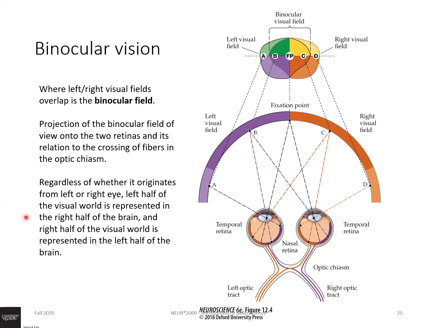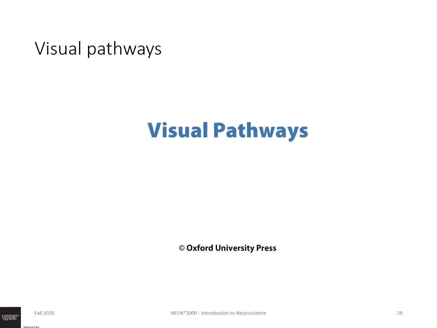So as it says here, regardless of whether it originates from the left eye or the right eye, the left half of the visual world, so this left visual field, is represented in the right half of the brain, and the right half of the visual world is represented in the left half of the brain. And a video.